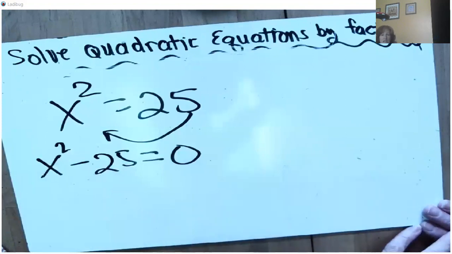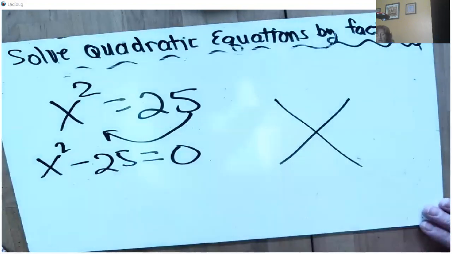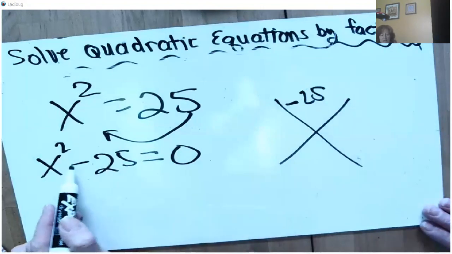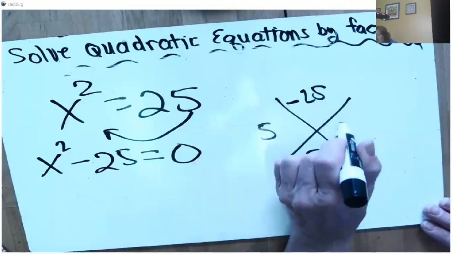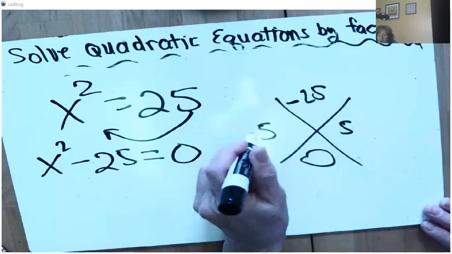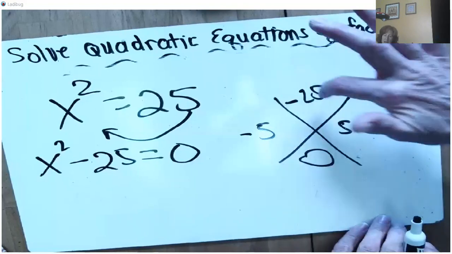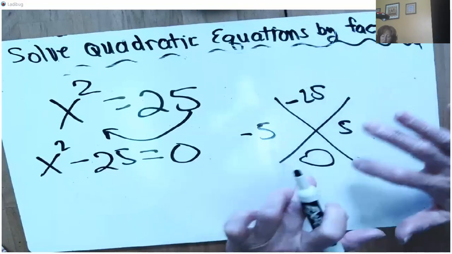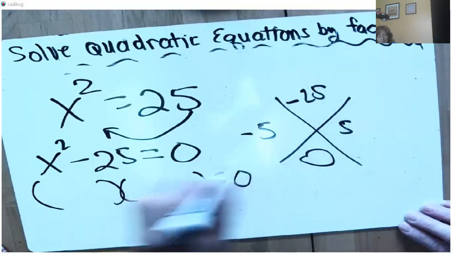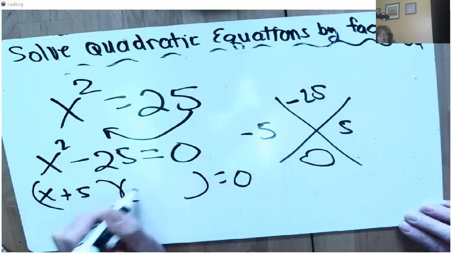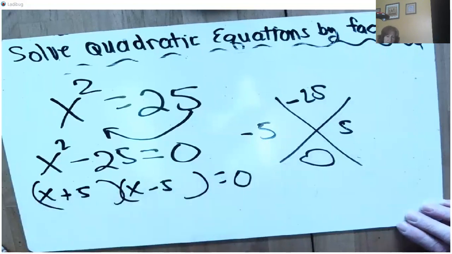You might recognize this as a difference of squares, or you might just do, I need two numbers that have to multiply to make negative 25. And there's no x term, so they have to add up to 0. Well, I know 5 times 5 is 25. One of them has to be negative so that they multiply to negative 25. And then I know when I add those together, I get 0. So it's x plus 5 and x minus 5.